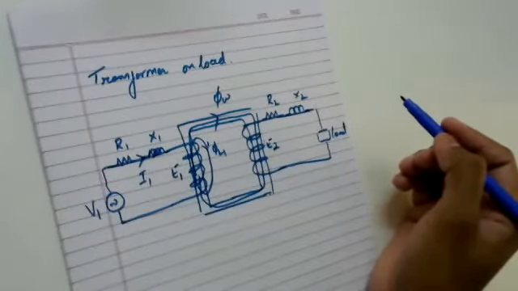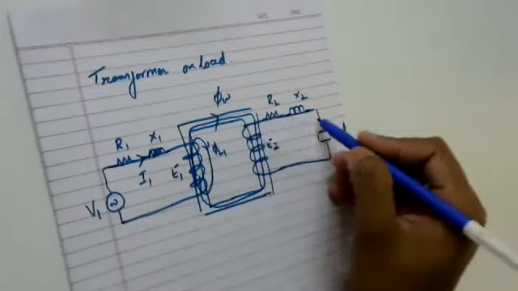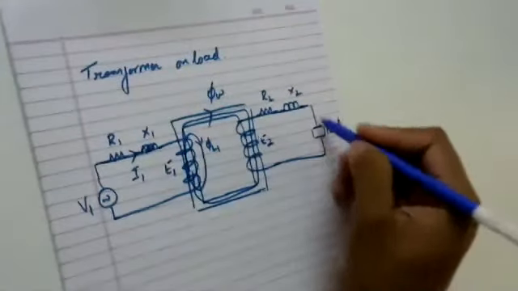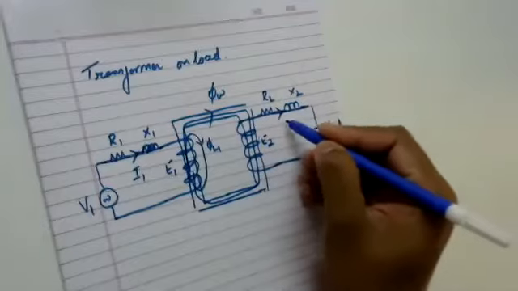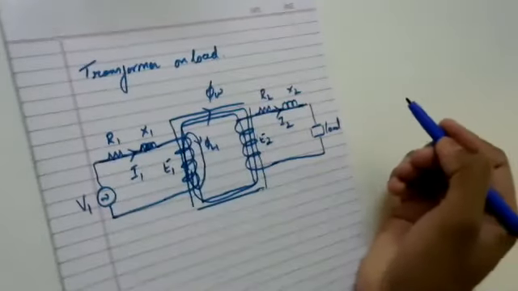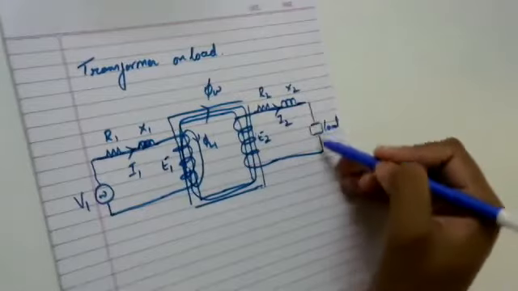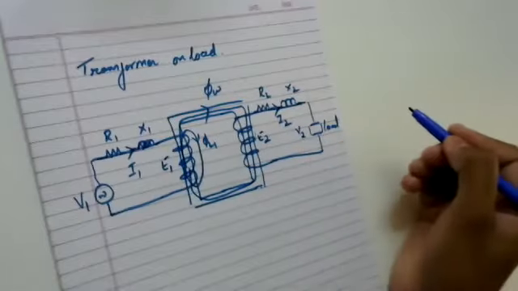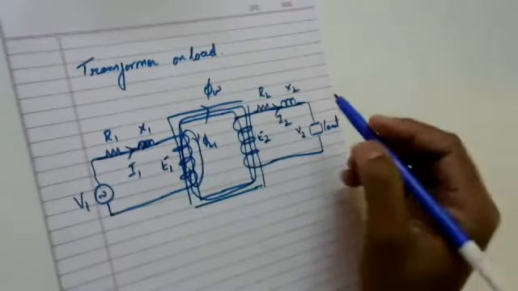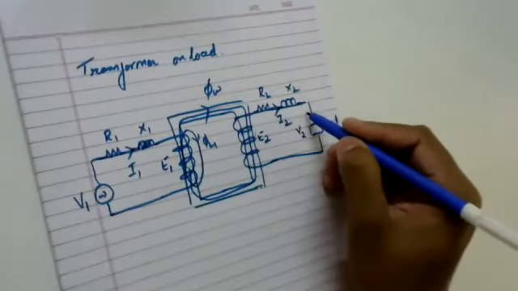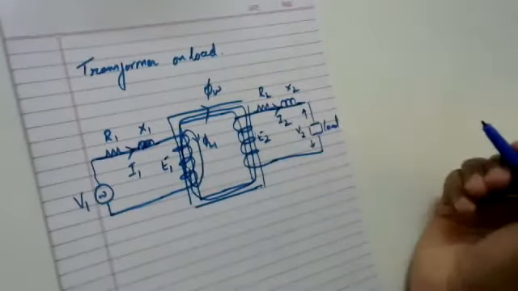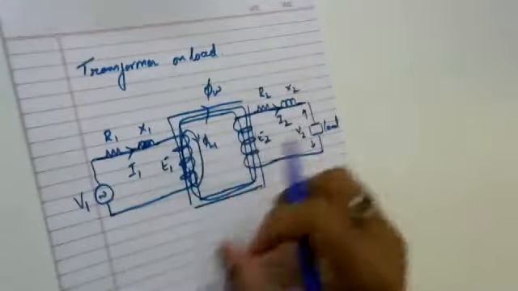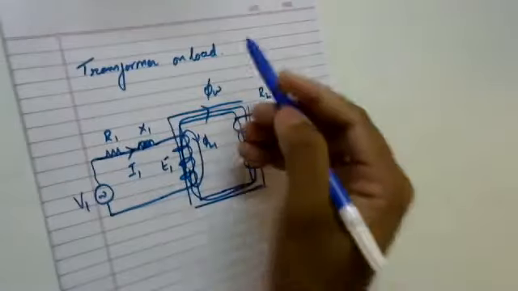Now, since the secondary circuit is also closed, there will be some current in this secondary loop. Let me call that current I2. When this I2 current flows through the load, it creates a voltage drop, which I call V2, nothing but the load voltage or terminal voltage. So V2 exists across this load. This is what I represent as my practical transformer on load condition.